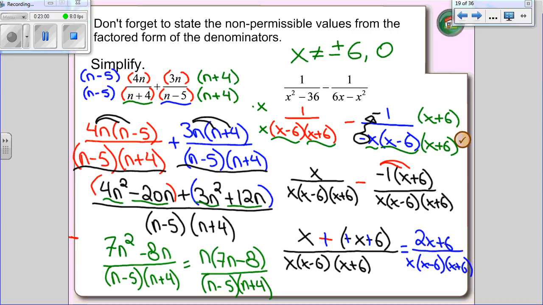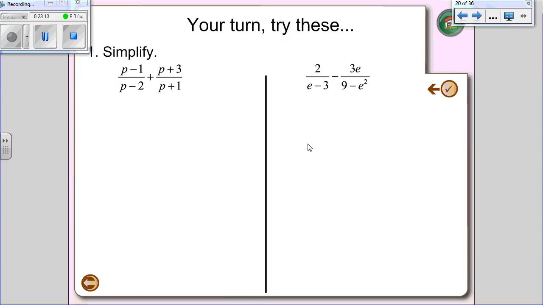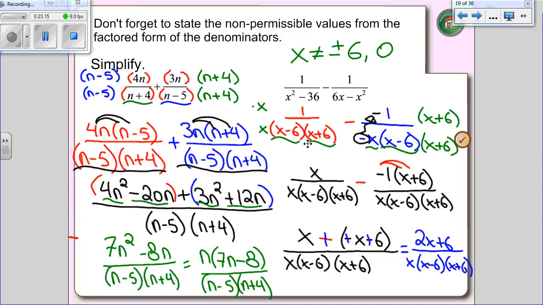Any questions? All right. These, oh, go ahead, yeah. You can't cancel out x because it has to be able to come out of everything, right? And so because there's an x in the 2 but not in the 6, it wouldn't be able to come out.